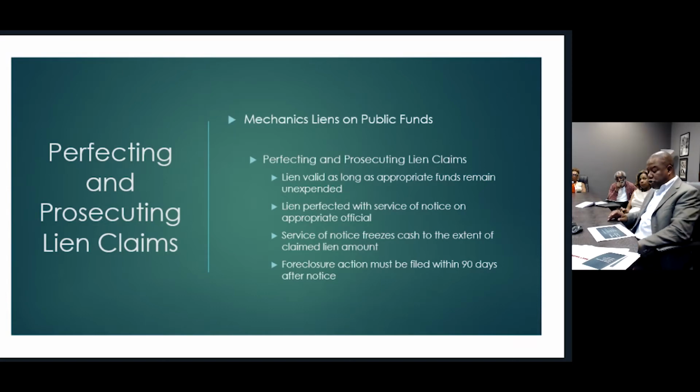Okay, your foreclosure action must be filed within 90 days of your notice on the appropriate official. So you've got to file your claim within 90 days. So notice, out of the grand scheme of things, the key date for a public project is at 90 days from filing your notice on the appropriate official, as opposed to on the private side where you've got the 90 days, the 4 calendar months, and the 2 years. Okay, and then after that 2 years, you're barred. In this instance, you're not barred from filing your claim until the funds are gone or expended.